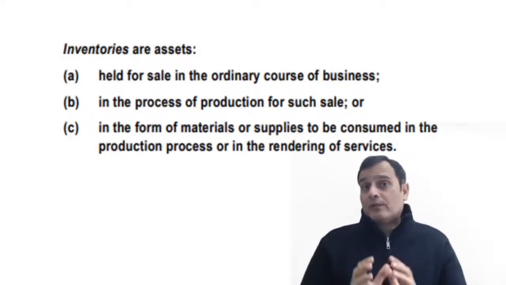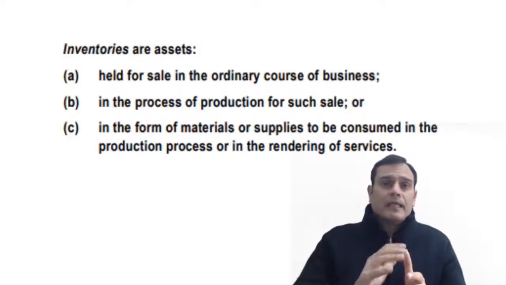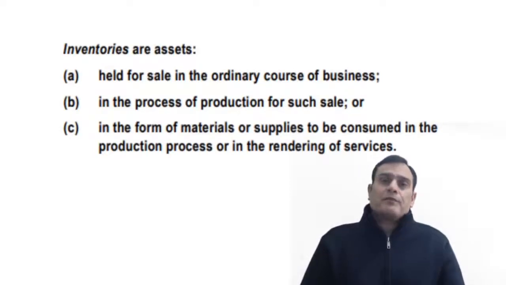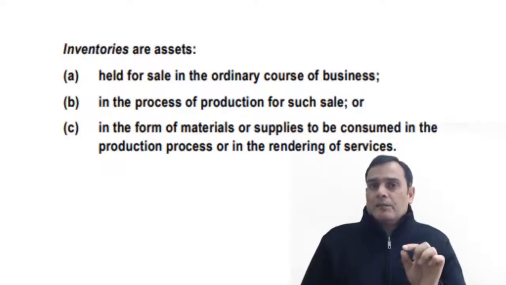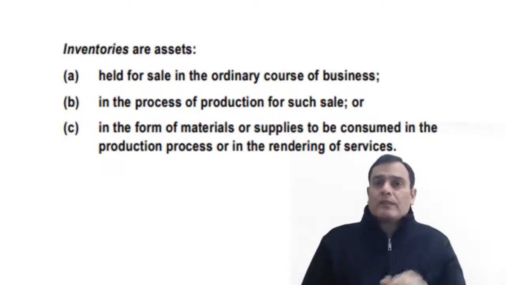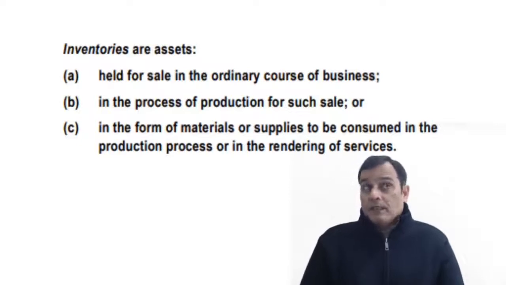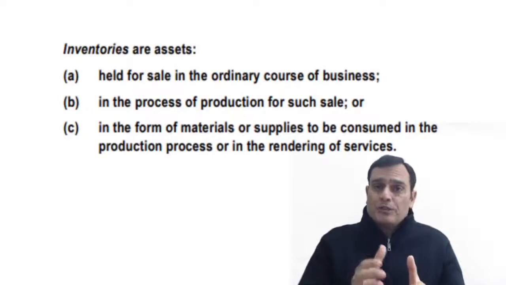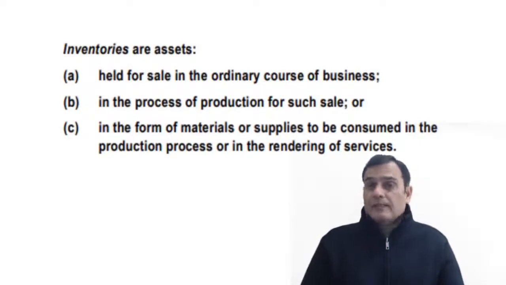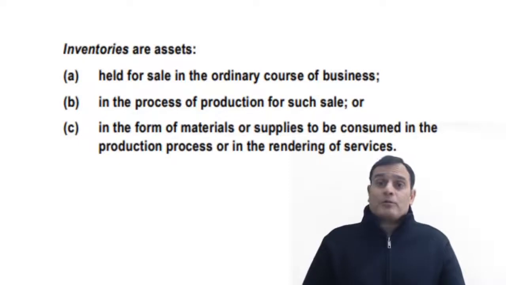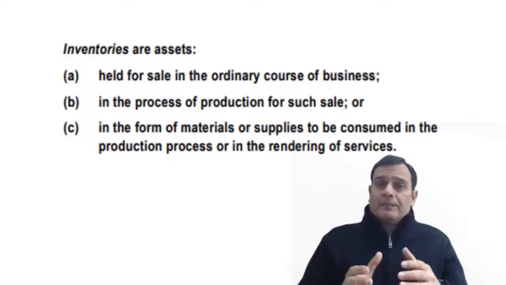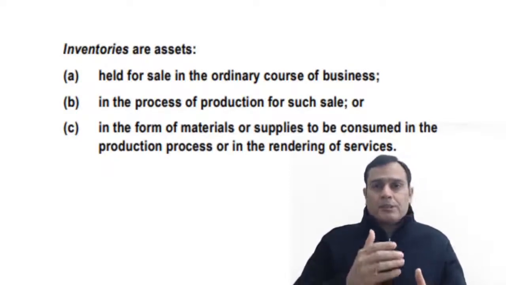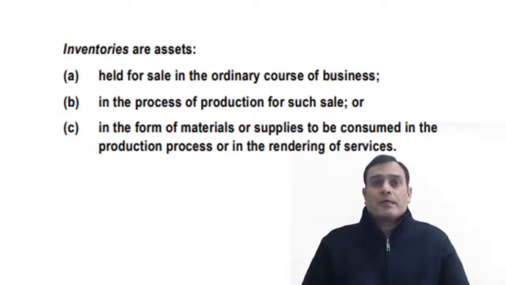Now, if I look at clause A, the focus is that it's held for sale in the ordinary course of business, which means the purpose of the inventory is very clear: it is being held for the purpose of being sold in the ordinary course of business. Unlike property, plant, equipment, which is held for the purpose of use in the production process. Then clause B says, in the process of production for such sale. That means it's WIP. It is still in a work in progress stage, and it would be converted into finished products and then sold.